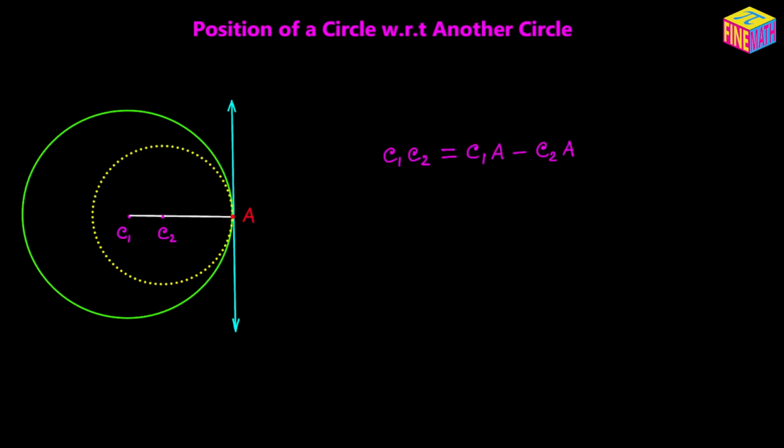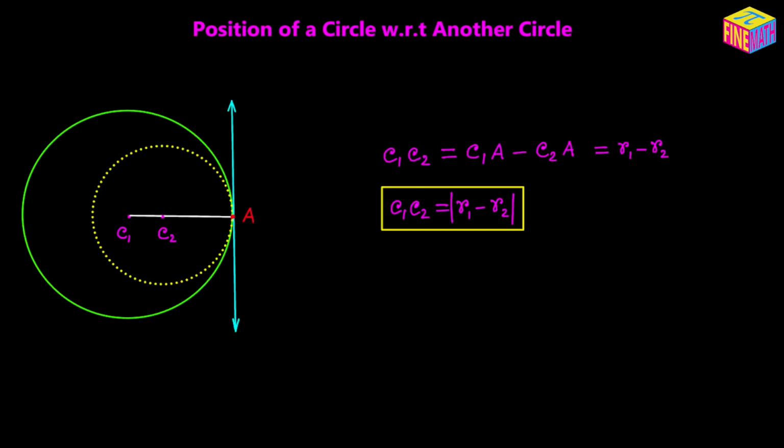Now can we say that C sub 1 C sub 2, this distance, is equal to C sub 1 A minus C sub 2 A? That's just pure geometry, and this can be written as |R sub 1 minus R sub 2|. I'm using an absolute value sign to make sure that we are getting the positive value, depending on whether R sub 1 is greater than R sub 2 or R sub 2 is greater than R sub 1. So when the circles touch each other internally, the distance between the centers would be like this.